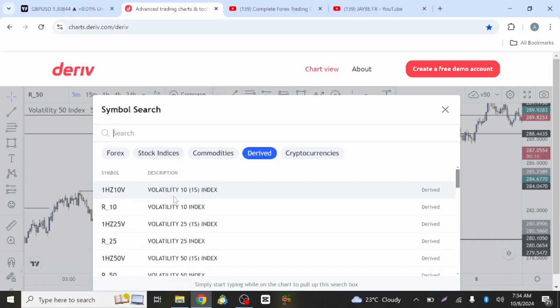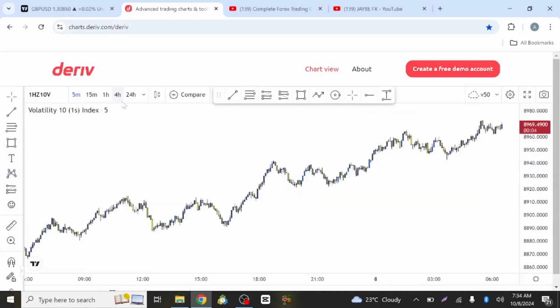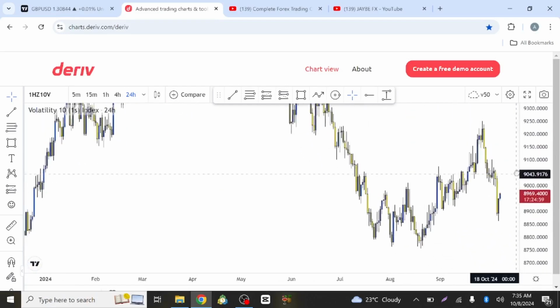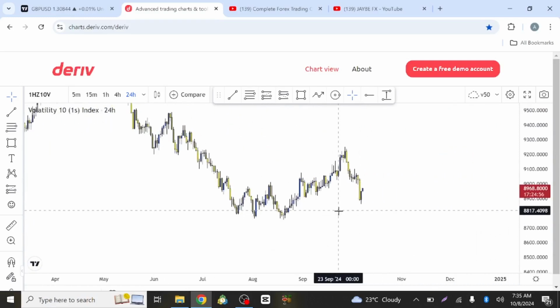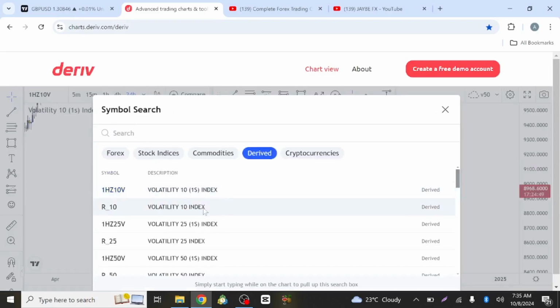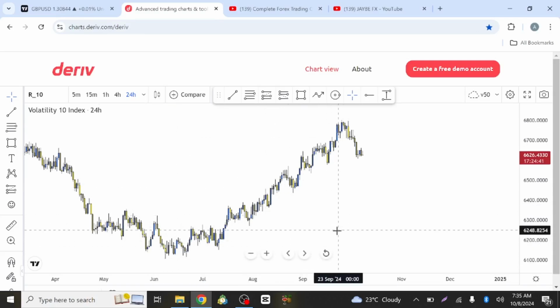Volatility 25, volatility 10, volatility 10x, all the 10 index. You can trade volatility 10x, but the day volatility 10x is not giving you the best price action, let me go to the daily time frame, please just leave it. Then go to volatility 10, because they are not the same price action. You can see volatility 10x was a downtrend and this is giving me an uptrend.